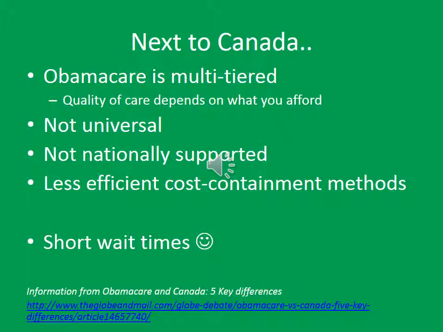To compare the American healthcare system next to Canada, Obamacare is multi-tiered, and the quality of care depends on how much you pay for it. It is not universal, and it's not nationally supported. There are some states that do not support Obamacare. There are less efficient cost containment methods. Now all of this may make Obamacare seem like worse healthcare compared to Canada, but there are shorter wait times.